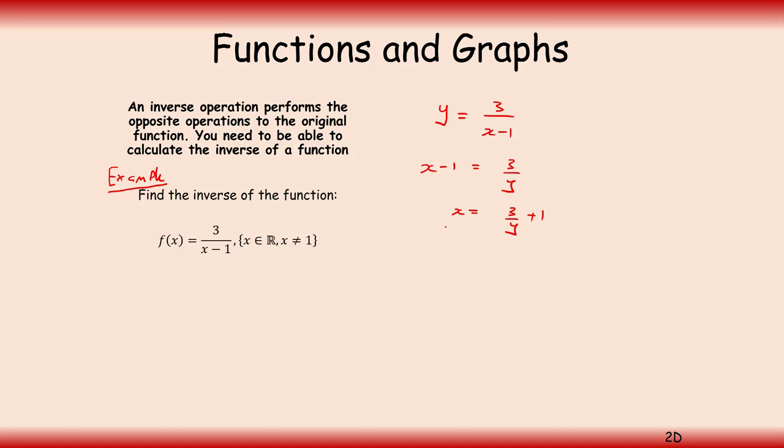Now, this is our inverse. We have to change the parameters because we want to write f to the minus 1 of x. That's going to be equal to, because it's x, 3 over x plus 1.